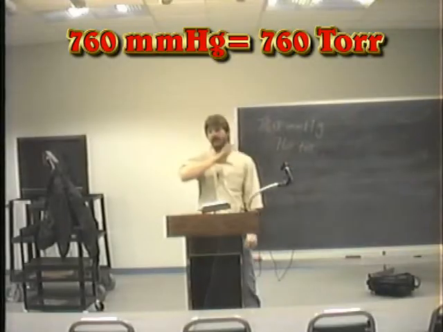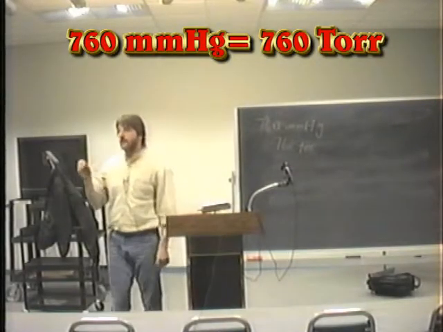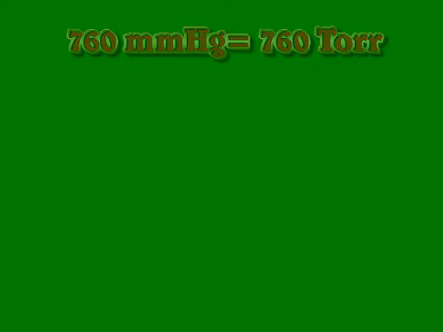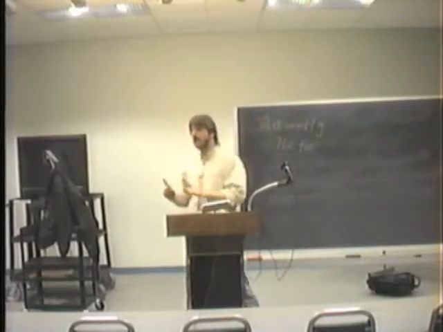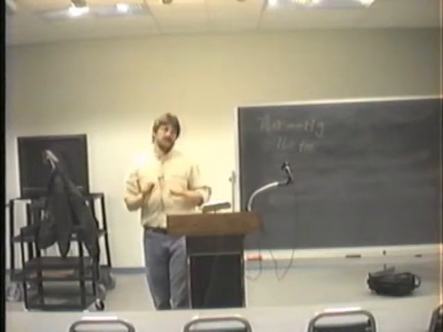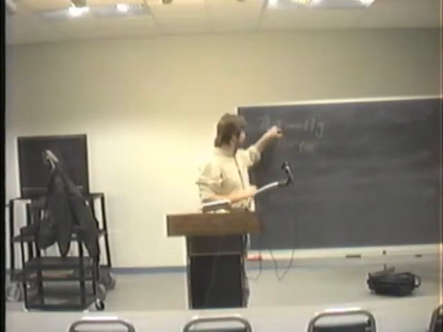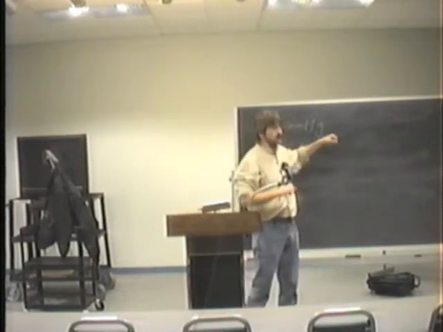Don't ask me what it means. I have no earthly idea. It's just another way. It's the same thing as a millimeter of mercury. 1 torr is 1 millimeter of mercury. Sometimes you'll see it expressed that way. That's why I want you to know about it. You might see, instead of 760 millimeters of mercury, 760 torr.